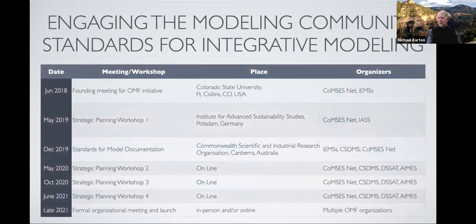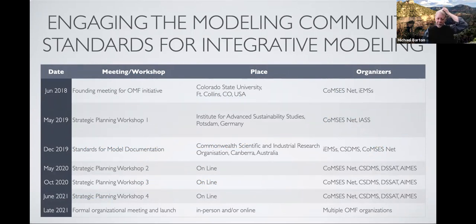And we've had meetings, but the meetings have had a goal in mind. We had the founding meeting in June in Fort Collins. And then the idea is to try and come up with a series of strategic planning workshops to bring in different representatives of the modeling community, to talk about this initiative, get input from the global modeling community to try and build an organization, an organization that hasn't existed before.